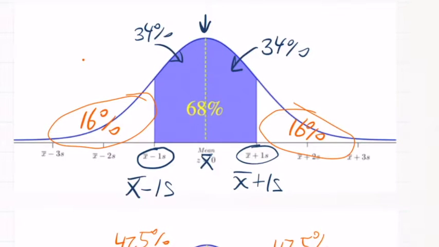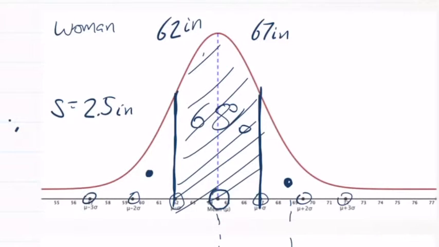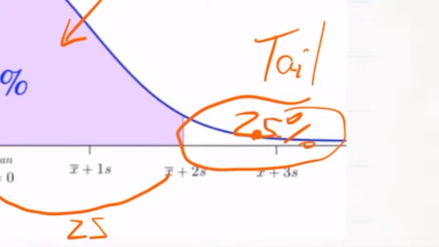So that means, if I go back to my females, this is 66 and a half right here. So that would be 5 foot, basically 5'7". So that means the probability of a woman being taller than 5'7" would be 2.5% of the time.